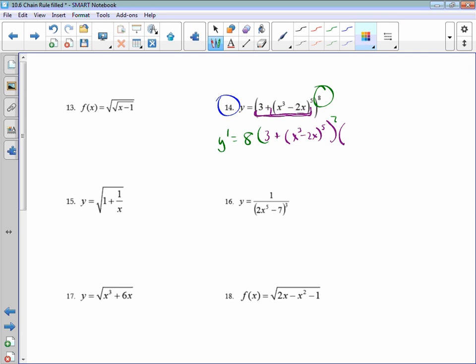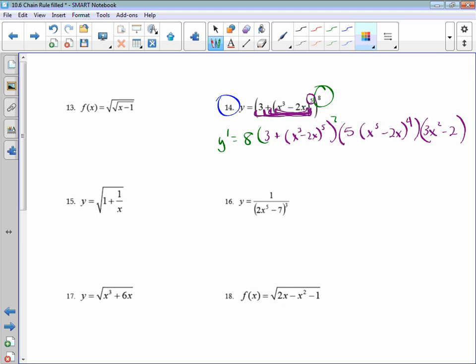So really we're looking at this x cubed minus 2x to the 5th. Well, I have to use the chain rule to find the derivative. So what's the exponent? 5 times that quantity to the 4th, then times the derivative of the inside, which is 3x squared minus 2. Okay, not that bad.